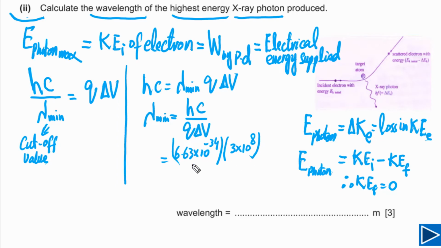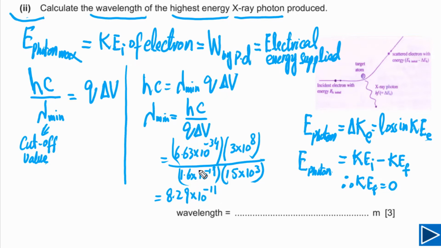Value of this one is also given, and we have Q, the charge on a single electron, meaning the elementary charge. This is 10 to the negative 19 coulombs, and the potential difference given to us is 15 kilovolts, so we have to multiply by 1000. Now if we simplify this, our answer is going to be 8.29 times 10 to the negative 11.